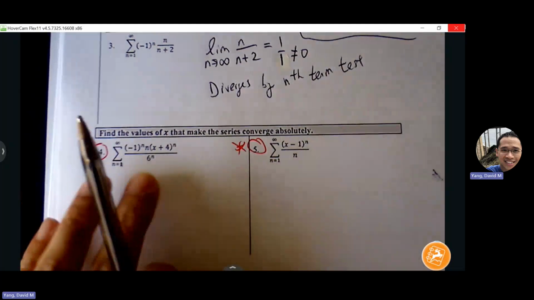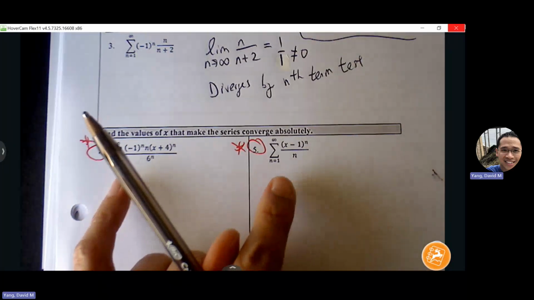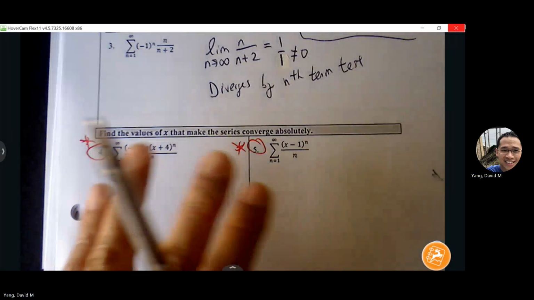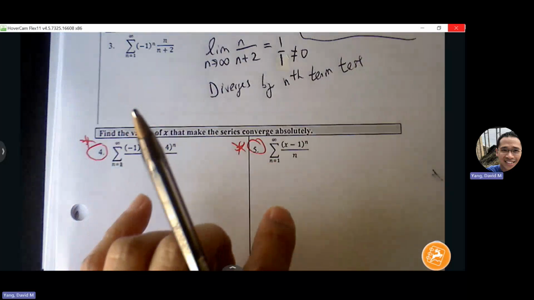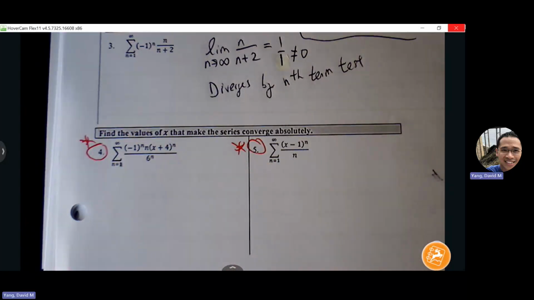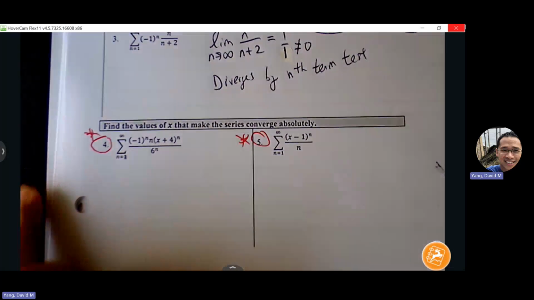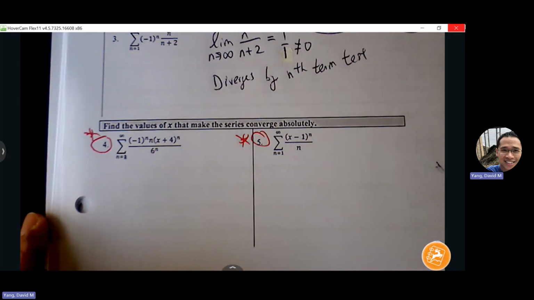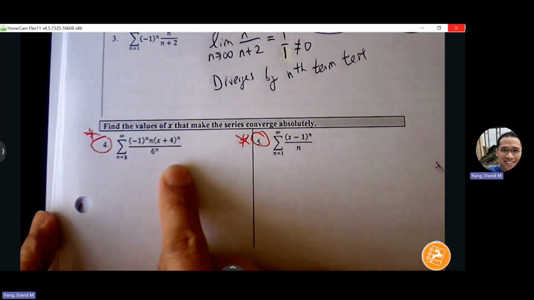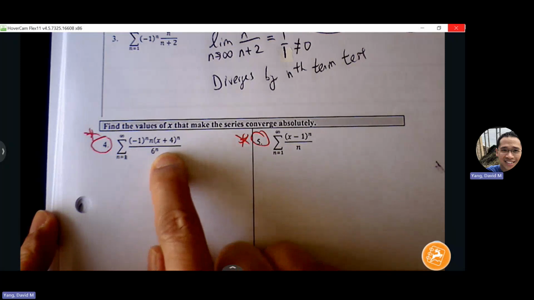And this is going to be useful for our after the test when we talk about when our series will converge. So it's kind of a bit of a preview into what we're going to do a lot of next half unit. Okay, so I see a bunch of exponents.